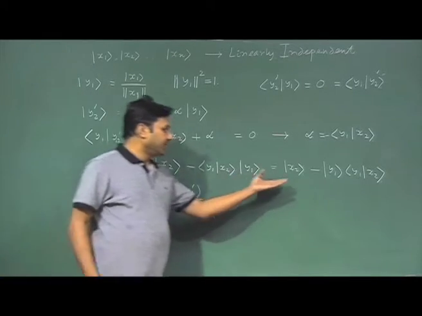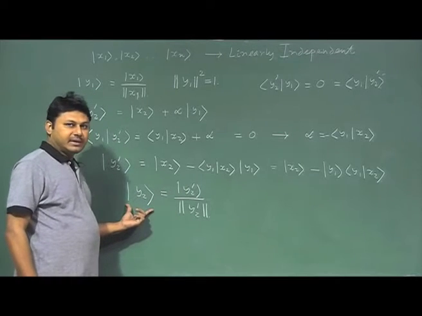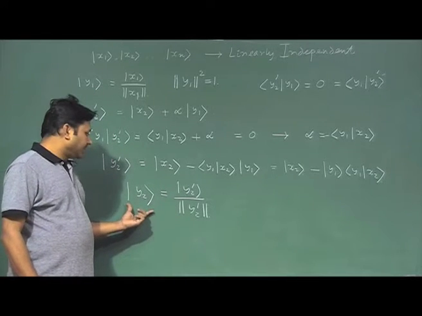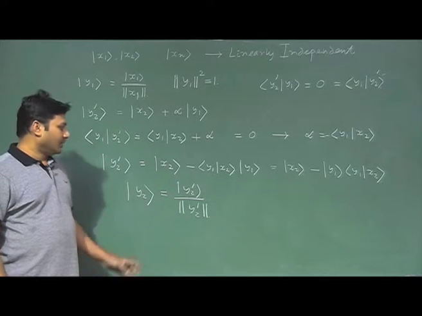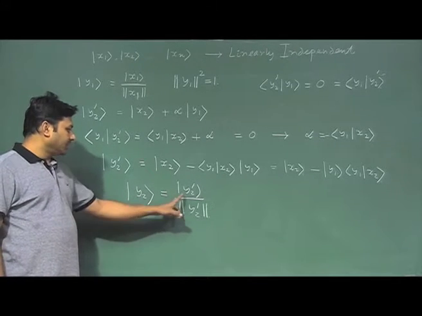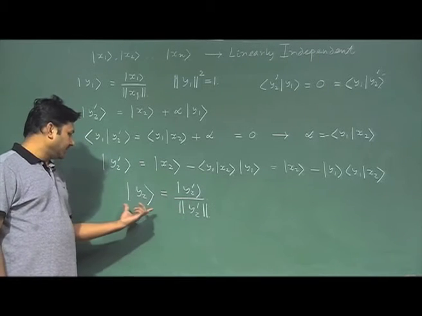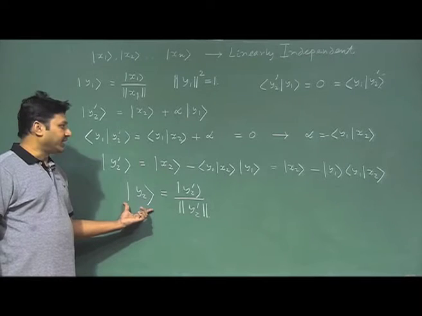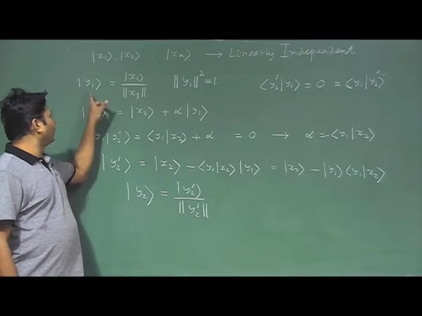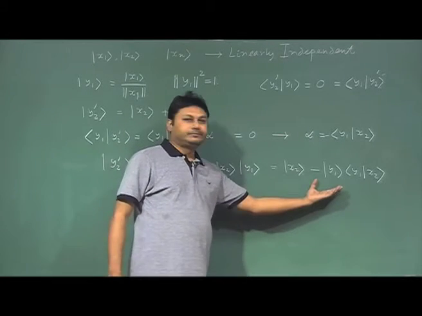So if I divide this vector by its norm, I will get another vector in the same direction, but this vector will now have unit length. So I will form y2, and this y2 is y2 prime divided by the norm of that. That means y2 is my unit vector. So I can form y1, I can form y2, and my y2 is of this form.